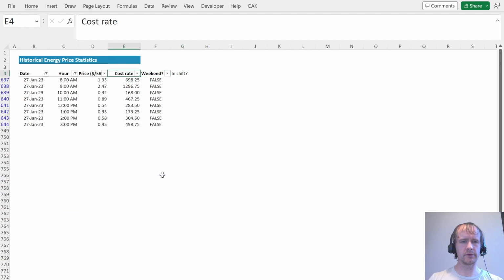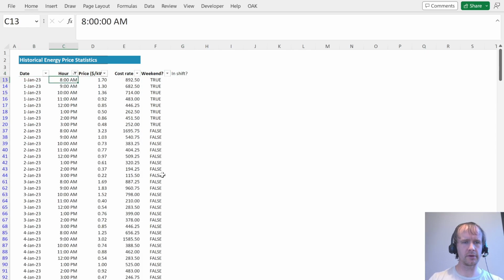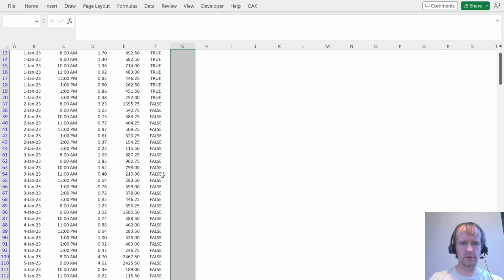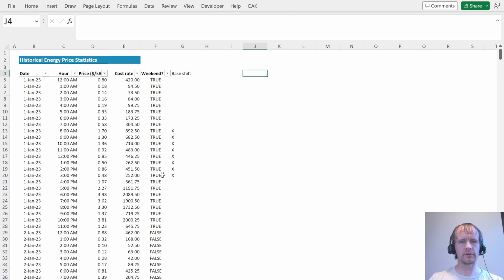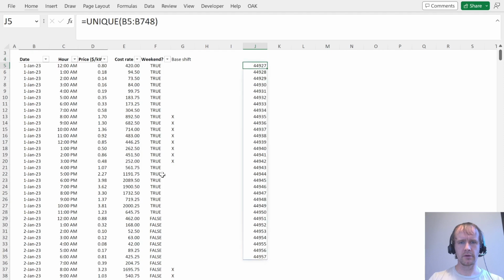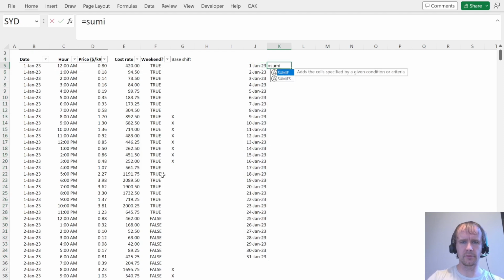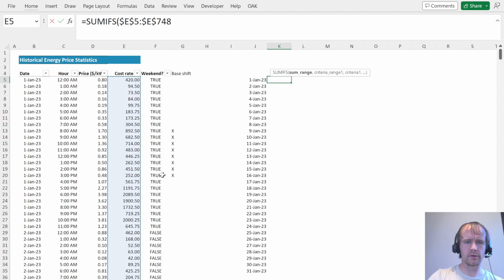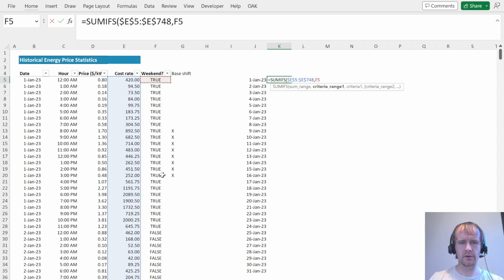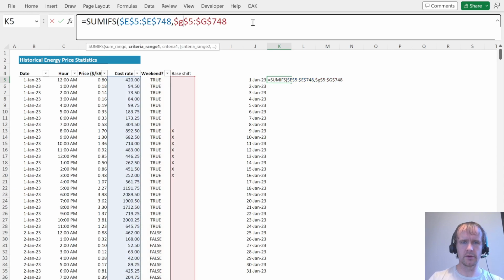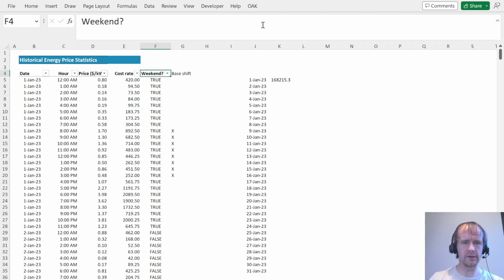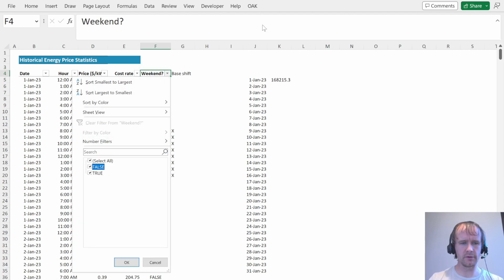What day had the highest total energy costs? Okay, so, sorry, should have kept that, dropped that. Base shift. Okay, so we're going to take unique of this. I'm going to take some ifs. This, where this G is X, and did I already? And I could just delete weekends. That might be the easier thing to do, honestly.